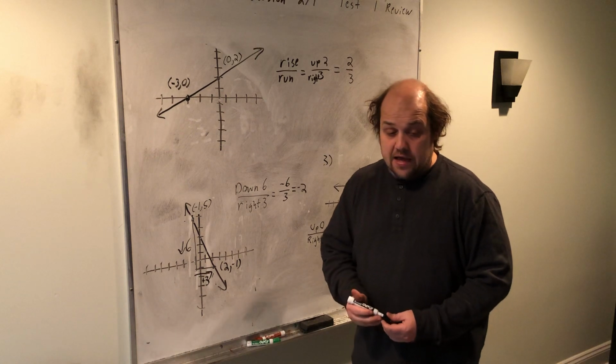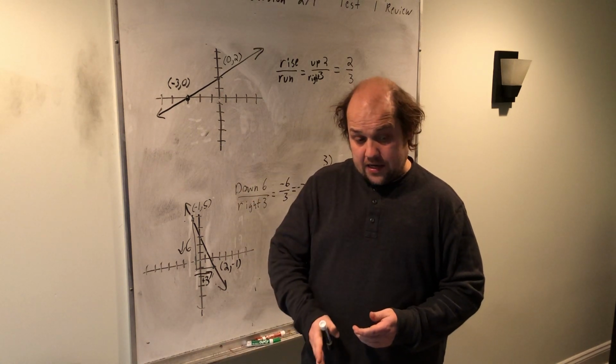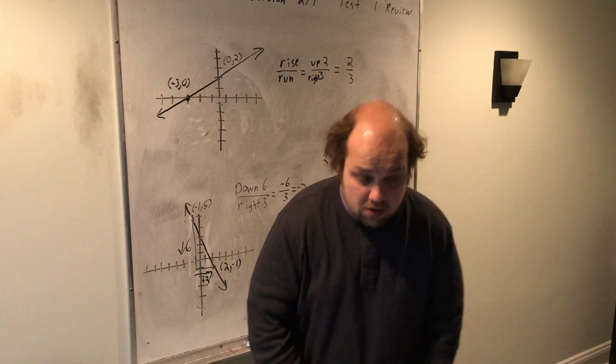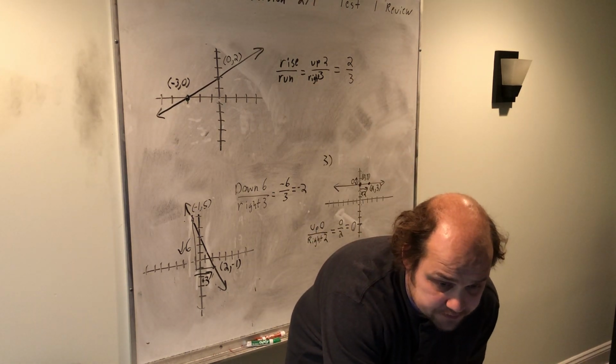If I tried to do that for rise over run for a vertical line, I would get something where I was dividing by 0. Dividing by 0 gives me an error, which makes the slope undefined.